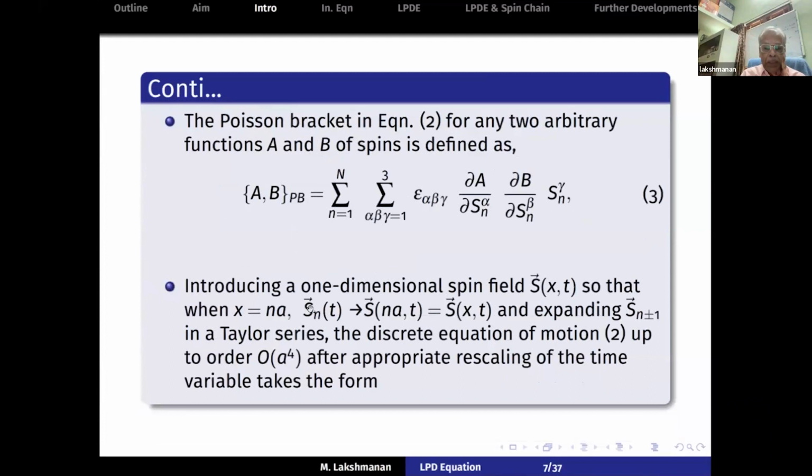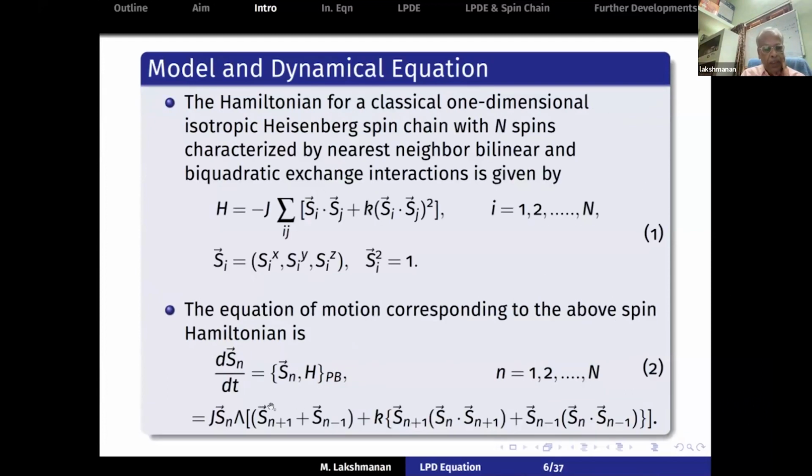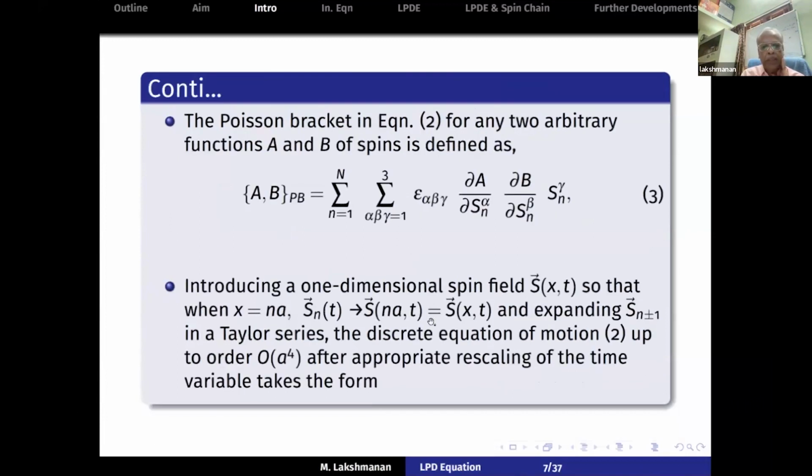Now, this equation as such is difficult to solve, and probably it's not integrable. Then one can consider its continuum limit.